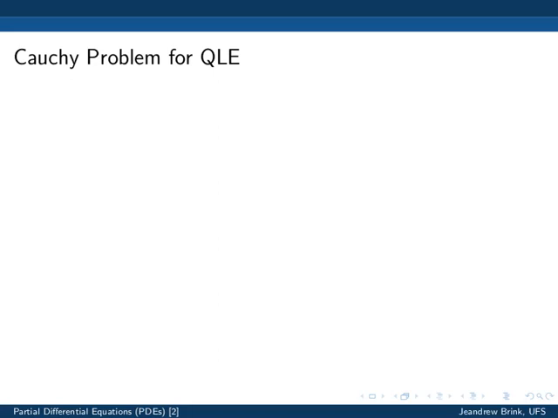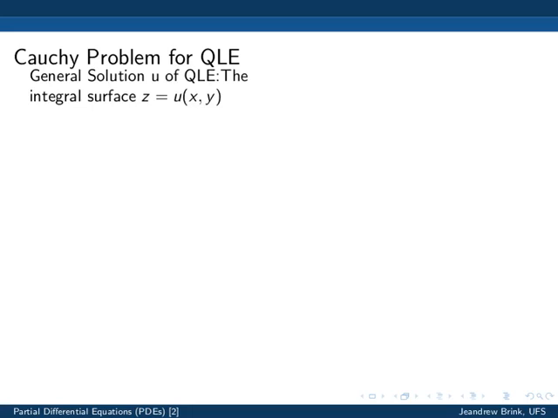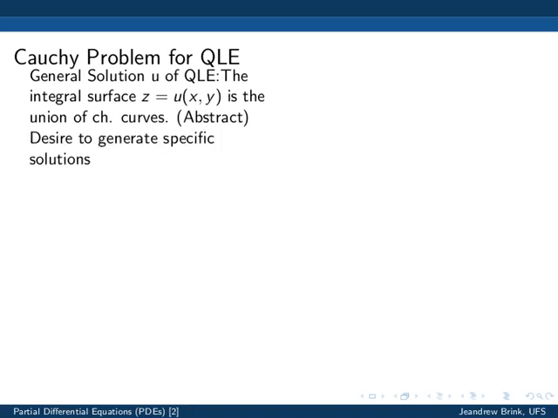So the Cauchy problem for the quasi-linear equation basically goes as follows. We have the general solution of the quasi-linear equation, which we describe by that integral surface, which is the union of all the characteristic curves, as we've just proved. And that's, as I said, the abstract thing. And then we desire now to generate the specific solutions. And the way we do that is we provide a set of data, which is typically our initial condition, or in the Cauchy case, the most general case, you specify a particular curve on the solution surface. Okay, so you prescribe a function.